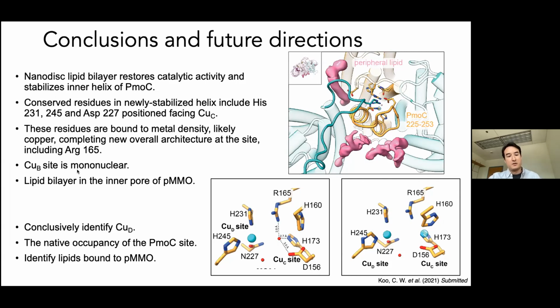as well as determine that the B site was mononuclear and really able to see the lipid bilayer within the pore of the enzyme for the first time. So the further directions are really to conclusively identify this metal, and then look at just the native occupancy of the site, as well as look more closely at what the actual lipids are that are bound.